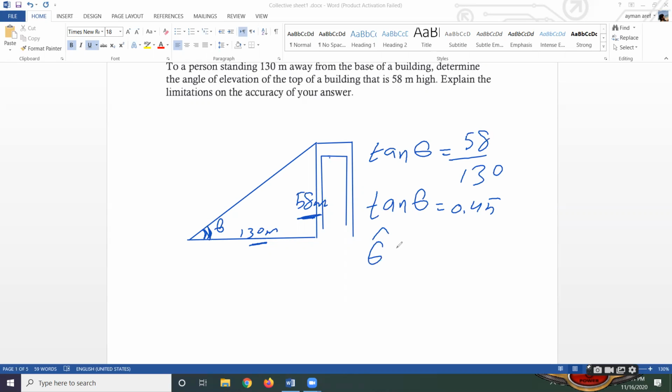After that, the angle theta equals the inverse tan of 0.45, sorry about that, the inverse tan of 0.45, which is 24 degrees. Then theta equals 24 degrees. And explain the limitations on the accuracy of your answer. It depends on the accuracy of measurement and the height of the person.